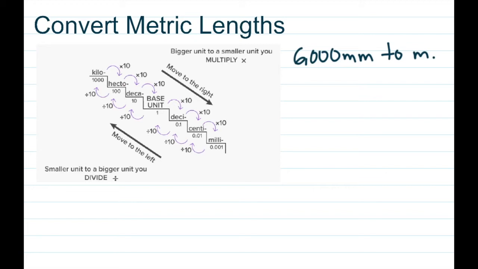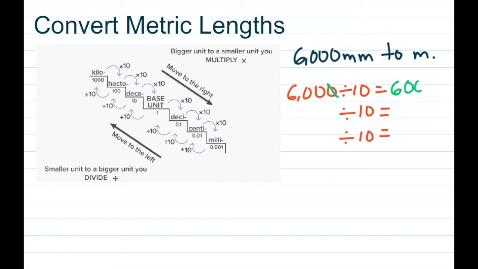So that means we're going to be doing 6,000 and then divide by 10. Whatever you have as an answer, you're going to divide again by 10, and whatever you got as an answer, you're going to divide again by 10. And I have a trick for you. If you're dividing by 10, that means you can take out a 0. So 6,000 divided by 10 will be 600.